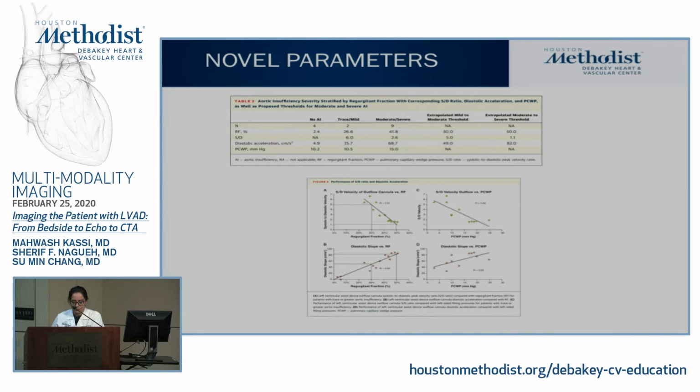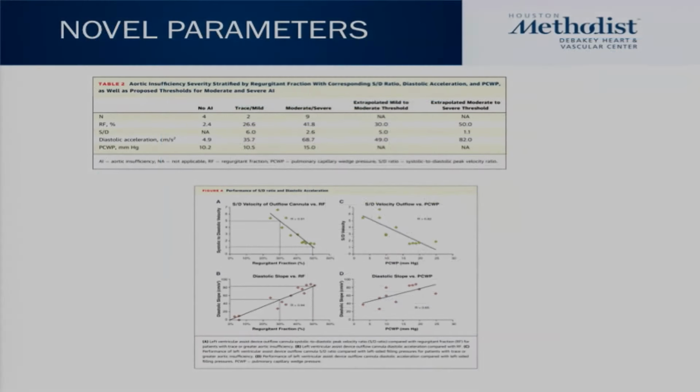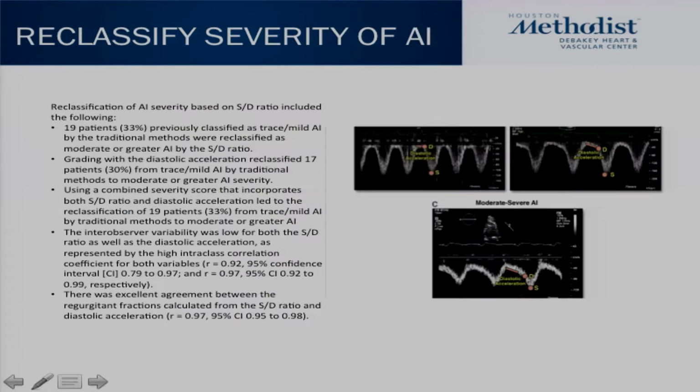But in any case, what they basically said was that they looked at two parameters, which is the systolic to diastolic ratio at the LVAD outflow cannula, and they also looked at the diastolic acceleration time. So in patients who had significant aortic regurgitation, the systolic to diastolic ratio got smaller, and the diastolic acceleration time increased. And using that, they came up with two formulas to essentially quantify degree of aortic regurgitation.